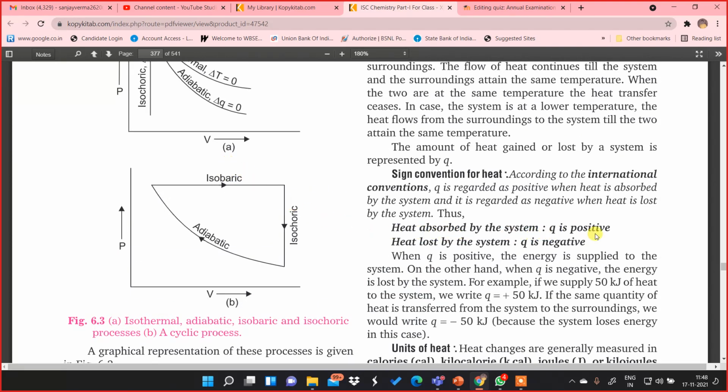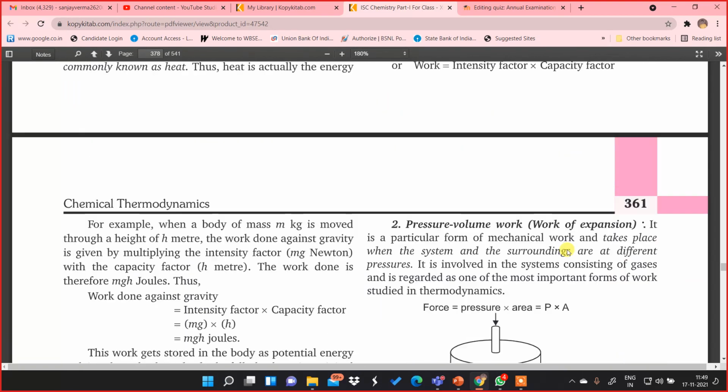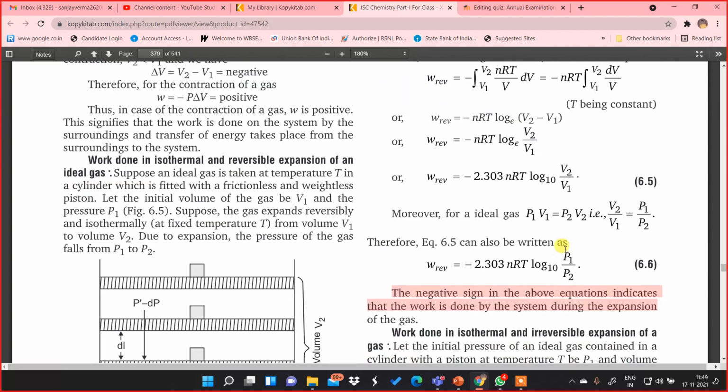Heat absorbed by the system, Q is positive, but heat lost by the system, Q is negative. If the system is losing heat, then entropy is becoming lower, no? That means it is an exothermic reaction. So from this concept, I am talking about entropy. If the system is losing heat, Q is negative, giving out heat, an exothermic reaction. So entropy becomes negative in this case. That is what I was trying to tell you, from the first law of thermodynamics.